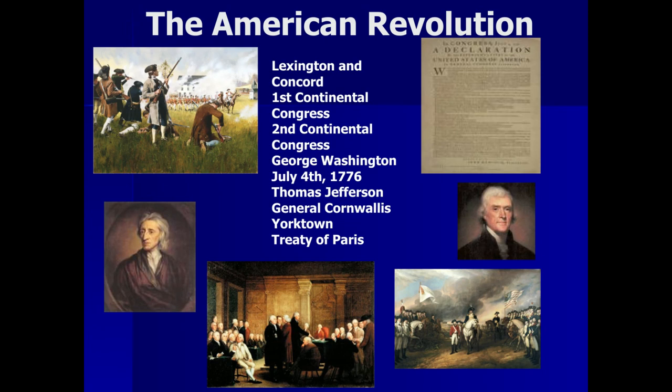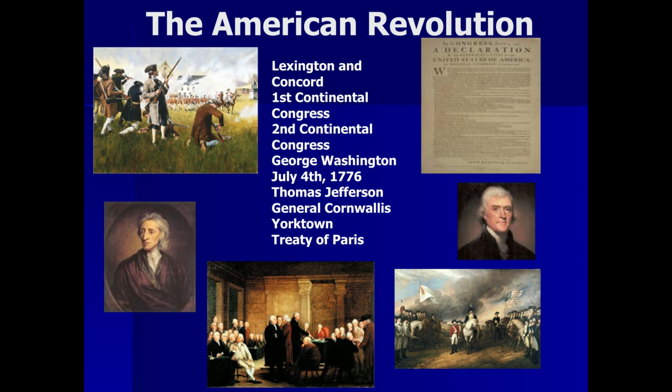But shortly after the First Continental Congress meets, fighting is going to erupt between the colonists and the British Army in April of 1775 at a place called Lexington and Concord in Massachusetts. This would be the first battle of the American Revolution. Shortly after that, the Second Continental Congress is going to meet, and they are going to agree to form a Continental Army. And that Continental Army would be led by none other than George Washington. George Washington would be chosen as the commander-in-chief.